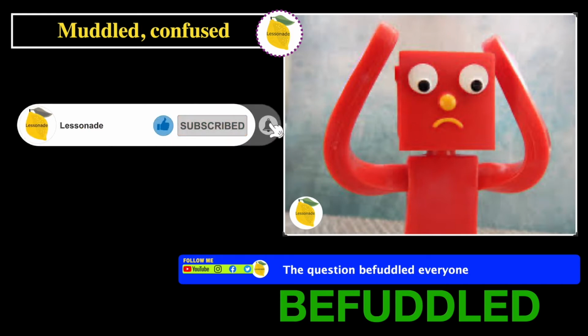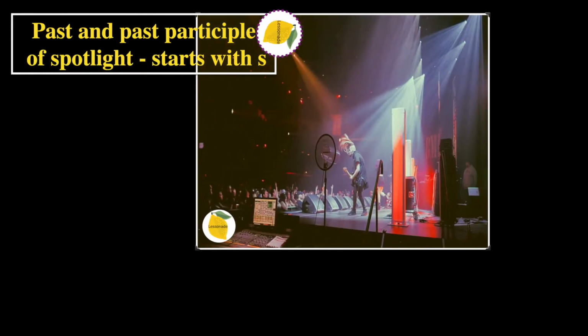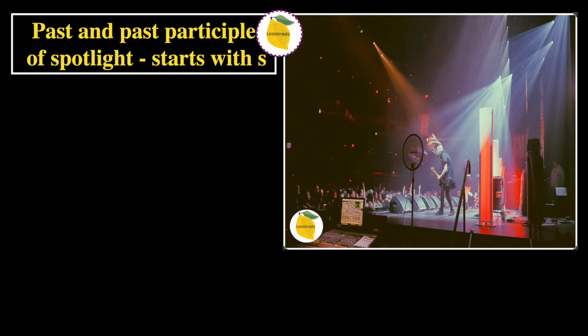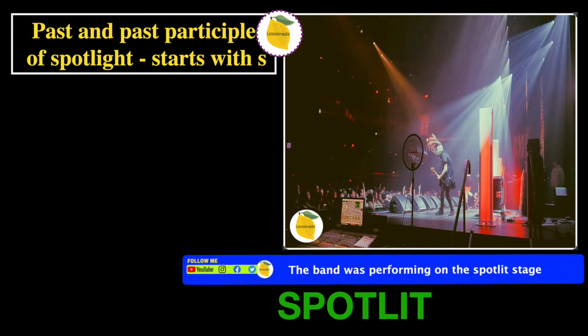Now, do you guys remember the previous slide? The previous slide is orbit. Let's go on to the next one. Past and past participle of spotlight, starts with S. In this picture, we can see a musician performing on a stage and it has spotlight. So this means the word will be spotlit, and the sentence is the band was performing on the spotlit stage.